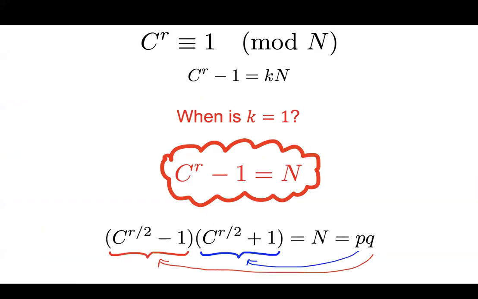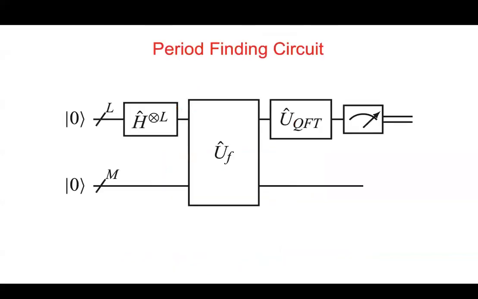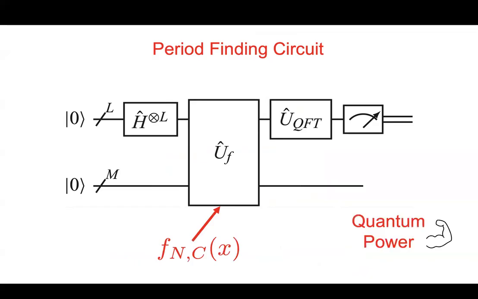You just read off their values, and all you need is to find r, which can be done with this period finding circuit, for example. It has multiple Hadamards, a gate that calculates the values of the modular exponential function in one step, the quantum Fourier transform gate, and a measurement on the argument register that reveals the value of r.